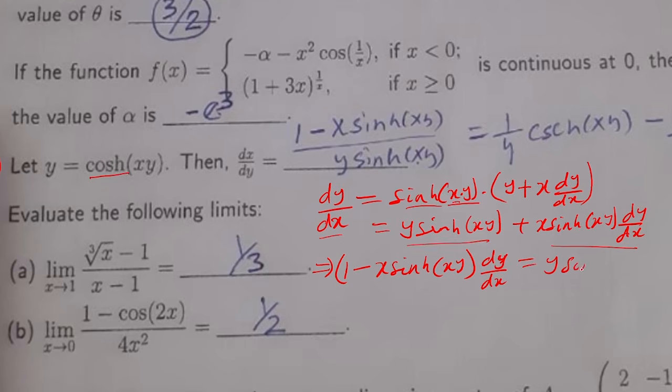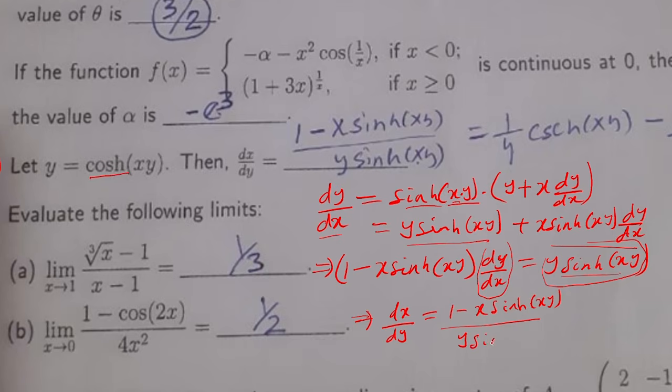y sinh xy. Now multiply both sides by dx by dy and divide both sides by this value, y sinh xy. This implies dx by dy is equal to, multiply both sides by the reciprocal, so 1 minus x sinh xy over, divide both sides by this, y sinh xy. That's the answer.